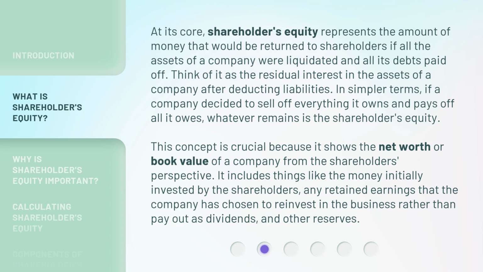This concept is crucial because it shows the net worth or book value of a company from the shareholders' perspective. It includes things like the money initially invested by the shareholders, any retained earnings that the company has chosen to reinvest in the business rather than pay out as dividends, and other reserves.